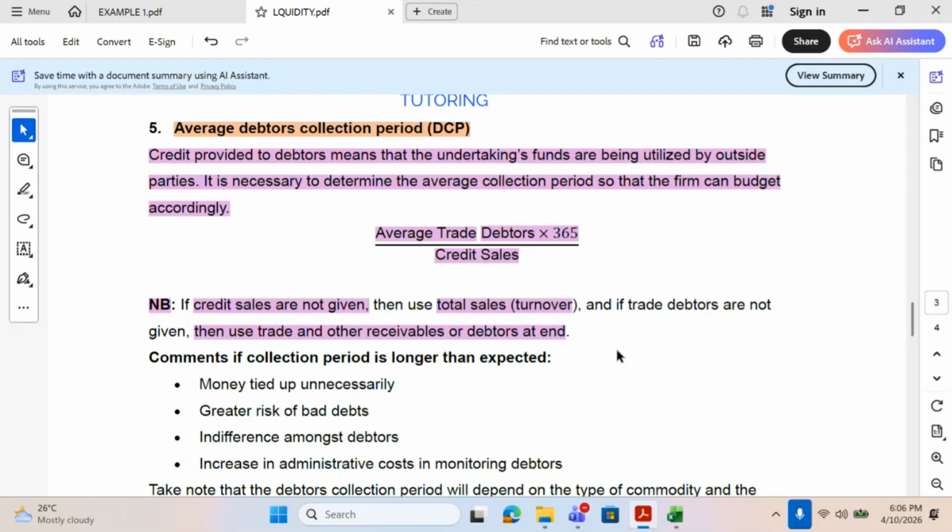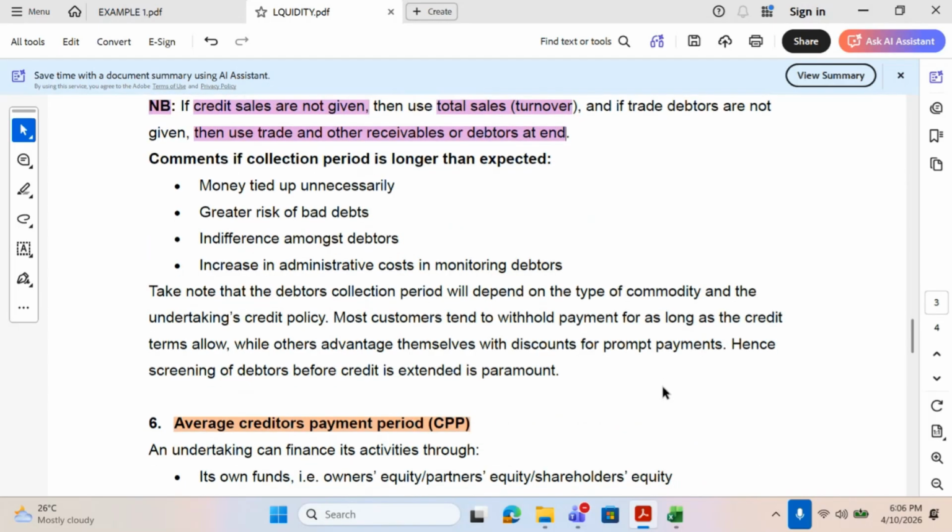You can see there they want average trade debtors. But for you to calculate average, you need to take the opening balance and the closing balance of your debtors. If they are not provided, then you're going to use the ones at the end. That's the only thing we're going to do. So that's why we need to check here, guys, when we're doing the calculation.